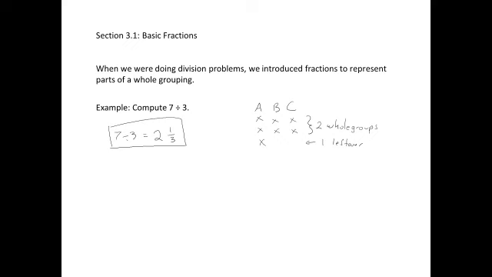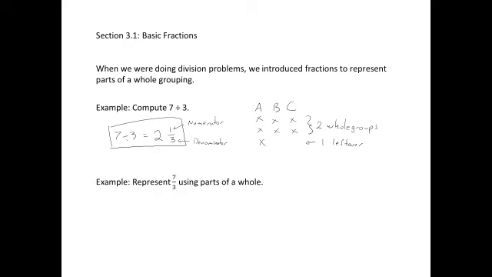The top part of the fraction is known as the numerator, and the bottom part of the fraction is the denominator. The numerator counts the total number of leftover pieces, and the denominator tells you how many pieces are needed to create another whole grouping.